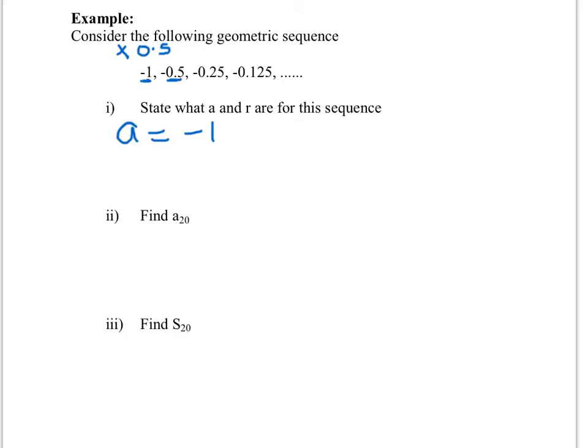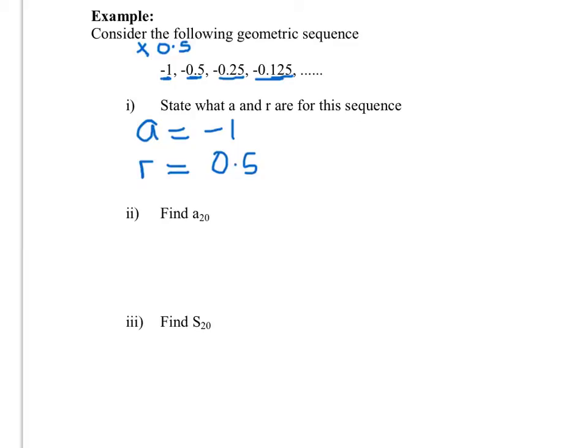Now check again on your calculator if you need to. Take out your calculator, take minus 0.5 and multiply it by 0.5 and see, do you get minus 0.25? You do. Take minus 0.25 and multiply it by 0.5 and see again, do you get minus 0.125? And of course you do. So that means then that my r value, the common ratio, is equal to 0.5.